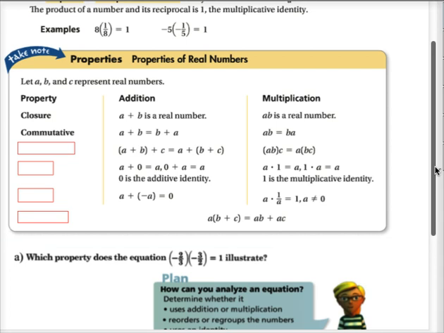Commutative. The commutative property. Commutative deals with order. All right, so I'm even going to write that right here. Commutative deals with order. So what I mean by that is A plus B is the same as B plus A. A times B is the same thing as B times A. Again, the order doesn't matter. They're going to be equivalent. They're going to be the same thing, okay? That's the commutative property.